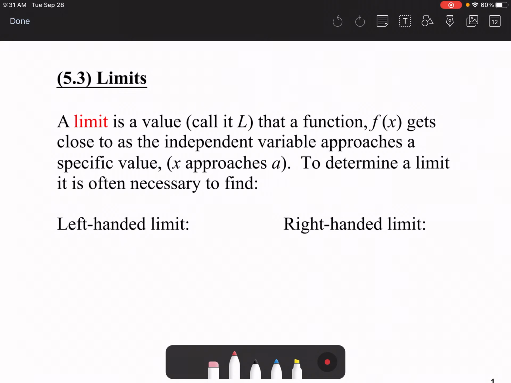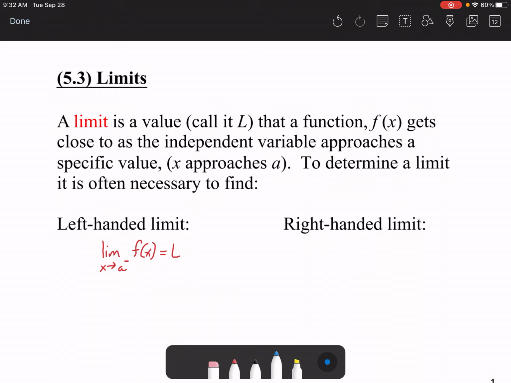So to determine a limit, it's often necessary to work out what's called the left-handed limit and the right-handed limit. The left-handed limit is usually written as lim, for limit, x approaches the value a, where a is a real number, and we usually put a little negative sign almost as an exponent on that a. We place our function, and then we get our value. So L is supposed to be a value.